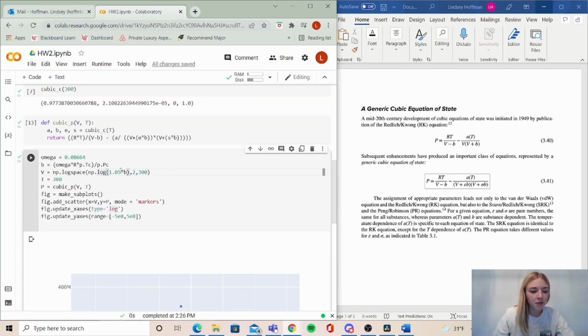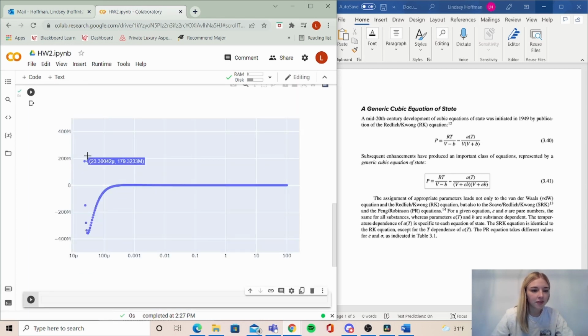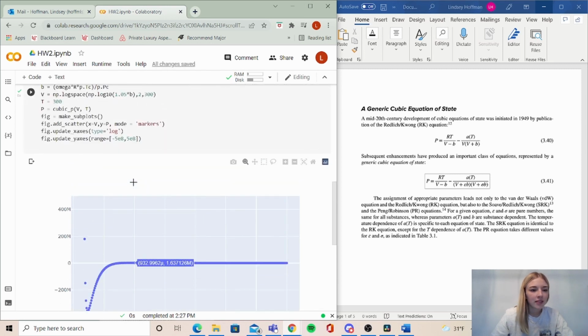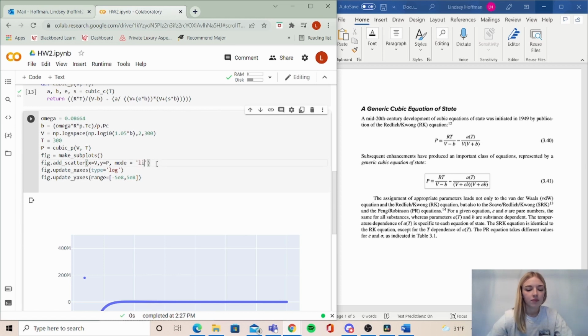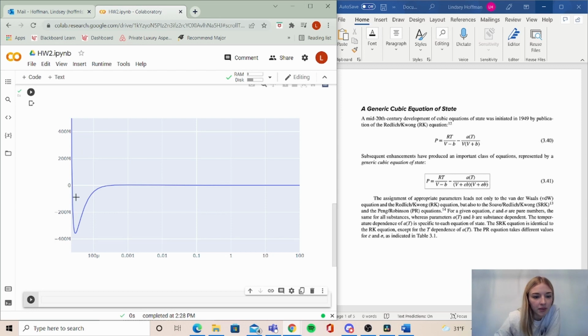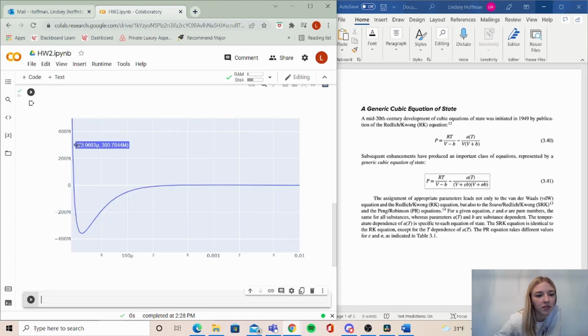I think I found my issue. We needed the log base 10. There we go. So now we can see this dip right here very well. We can change our markers to a line, and there we go. We have a really nice curve here. We can even shorten up this length here. Instead of 2, we'll do -2. So now we have a really nice isotherm curve right here.